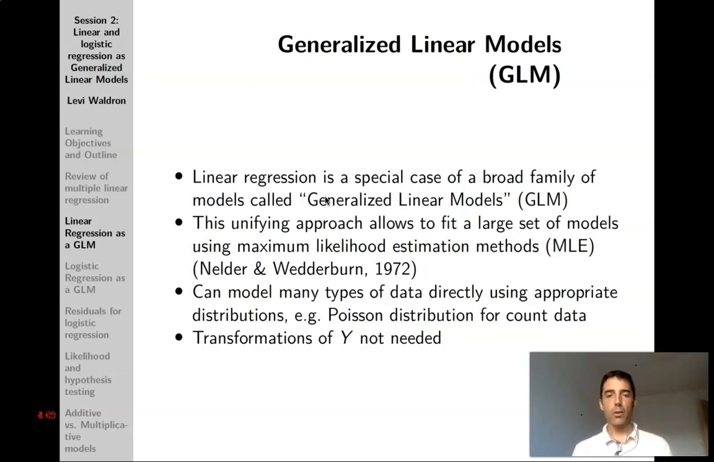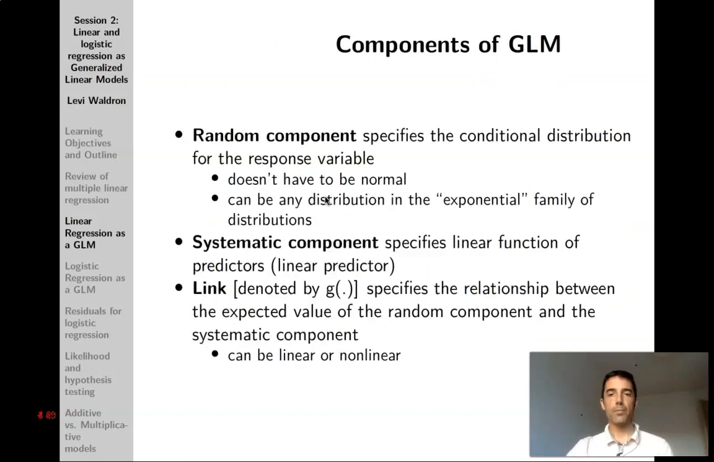Using this approach, we can model many types of data directly using appropriate distributions. So we're not limited to normal distributions of residuals. There are Poisson distributions for count data, a number of different distributions depending on outcomes. And because of this, transformations of y are not needed. So you may be familiar with log transformation or, I don't know, square root transformation of y to provide more normally distributed residuals to fit into a linear regression. It's not needed with generalized linear models.